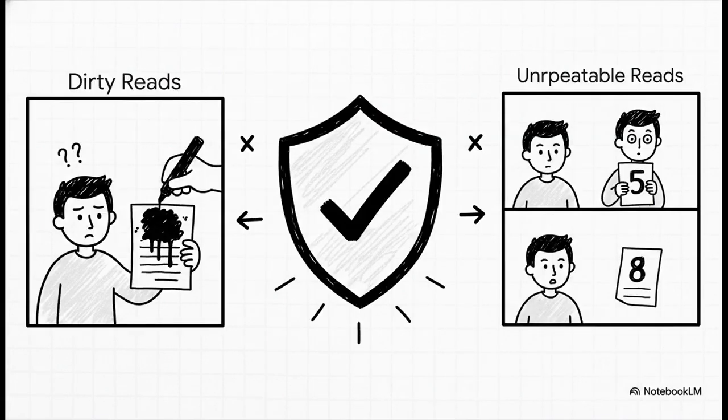And that's just one example. There are all kinds of other nightmare scenarios, like dirty reads, where you might read data that hasn't even been permanently saved yet, or unrepeatable reads, where you read the same piece of data twice in one transaction and somehow get different results. A good DBMS is designed to prevent all of these crazy things from happening.